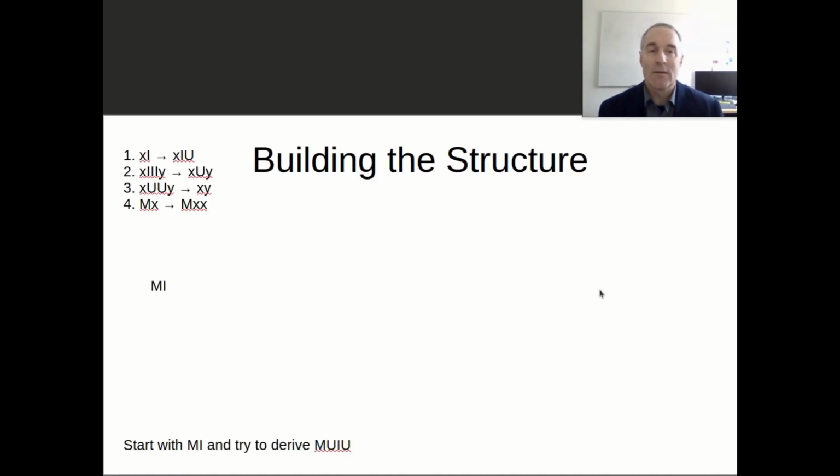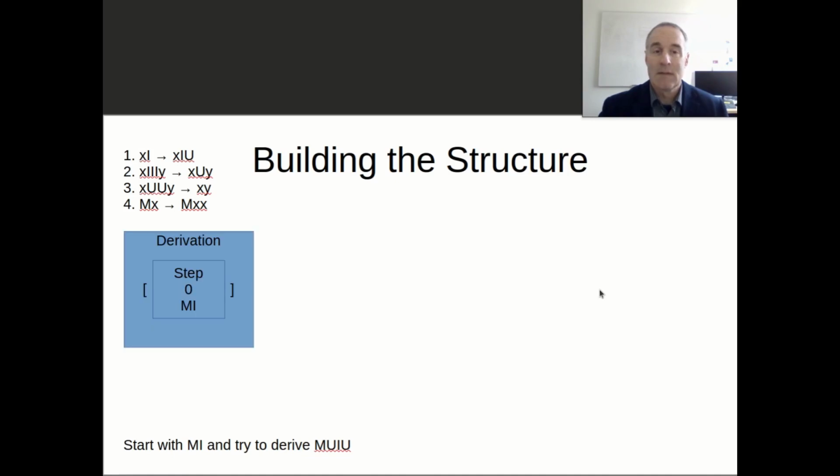Here again we have our 4 rules, and for this example I'll be looking at just the first problem that we've been given, which is to derive MUIU. All right, so we start with MI. We've been told already for this system all strings must begin with MI. All derivations must start with the sequence of 2 letters MI.